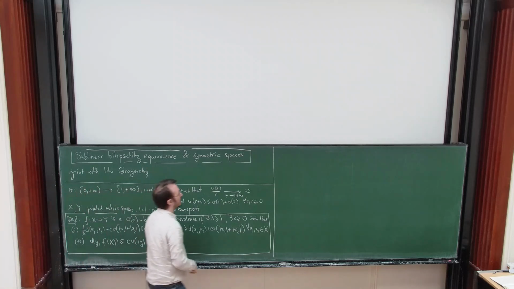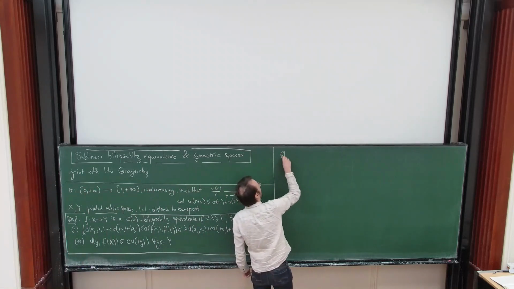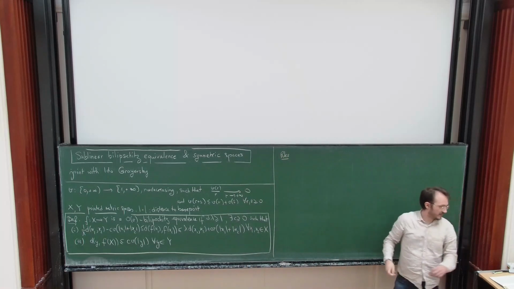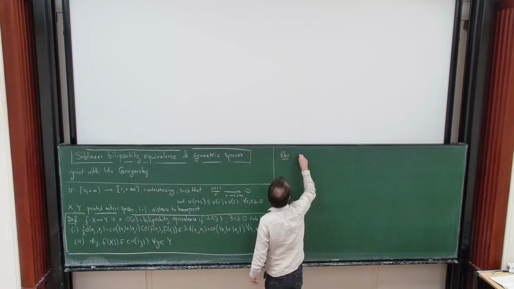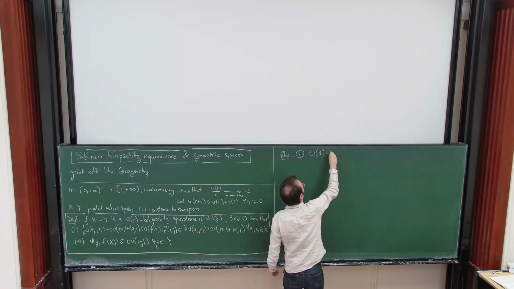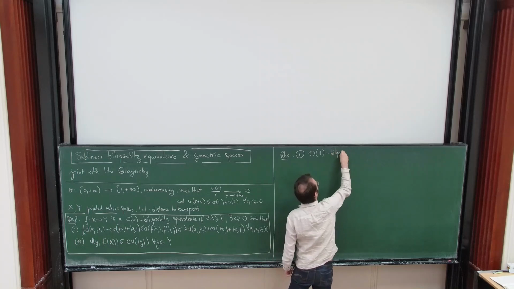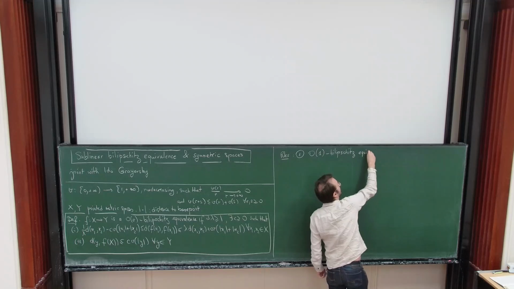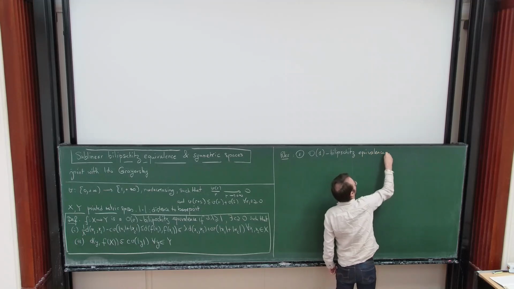So I make a few remarks now. The first one is the following. If you take V equal to 1, O1 bilipschitz equivalence is more known actually as quasi-isometry.